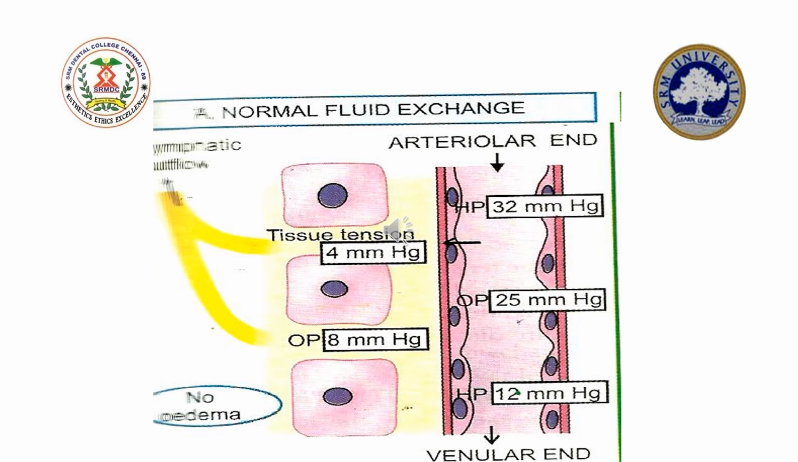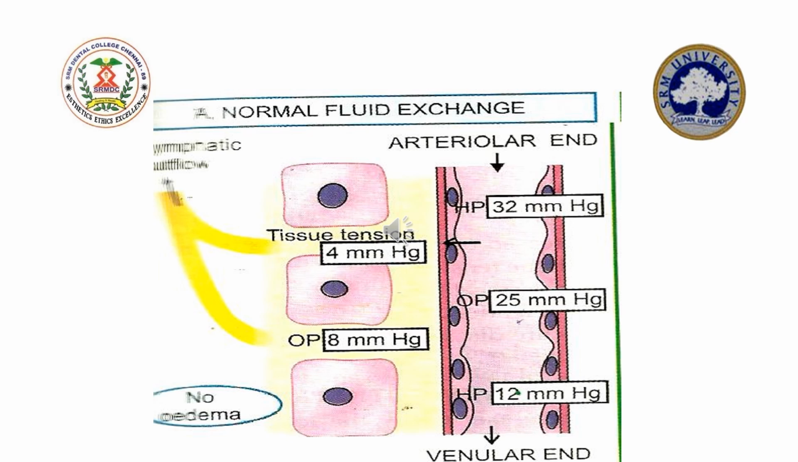Before understanding the pathogenesis of edema, let us briefly note down the normal fluid exchange that takes place in conditions where there is no edema and why there is no edema in normal conditions. So as you can see in the picture, at the arteriolar end as well as at the venular end, the hydrostatic pressure seems to be normal. The oncotic pressure, which allows the fluid to go out of the blood vessels, is also normal.